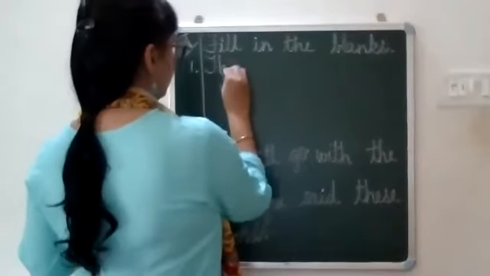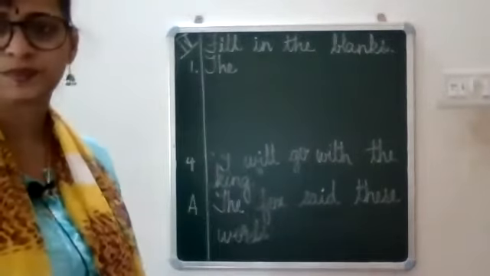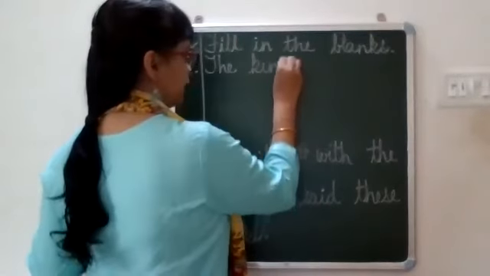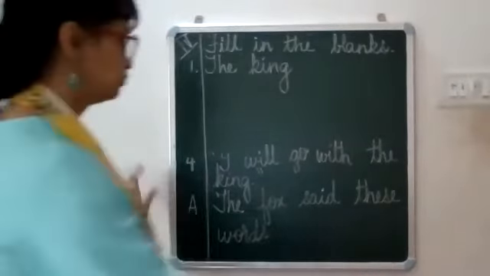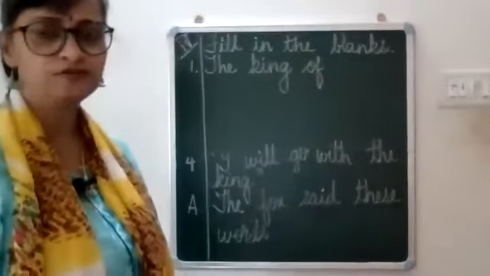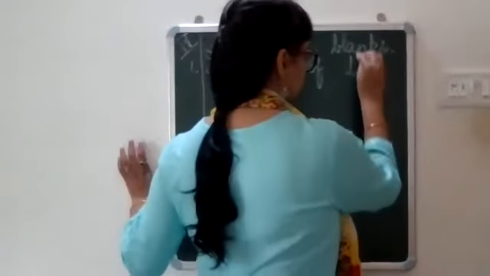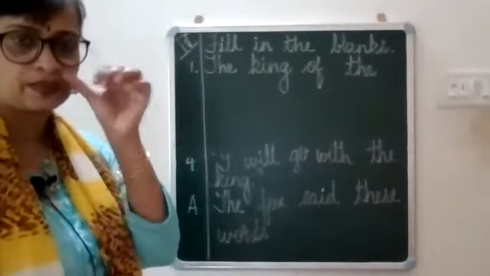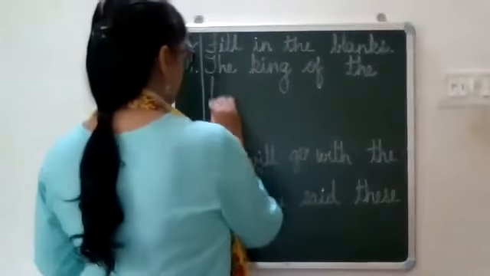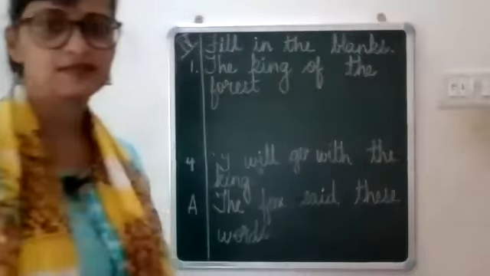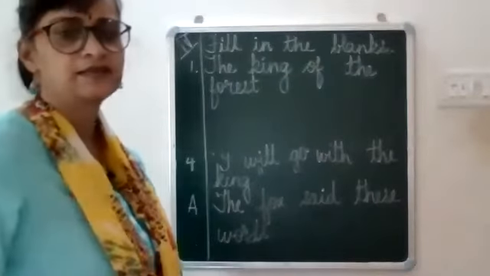Okay, now write down capital T-H-E, the. Leave a finger space, write down K-I-N-G, king. Leave a finger space, write down O-F, of. Leave a finger space, write down T-H-E, the. Leave a finger space, write down F-O-R-E-S-T, forest.